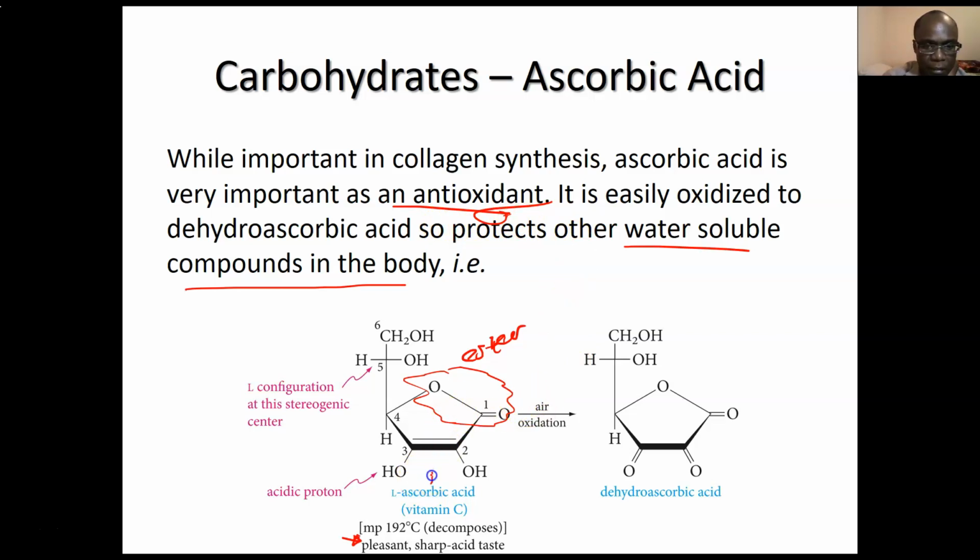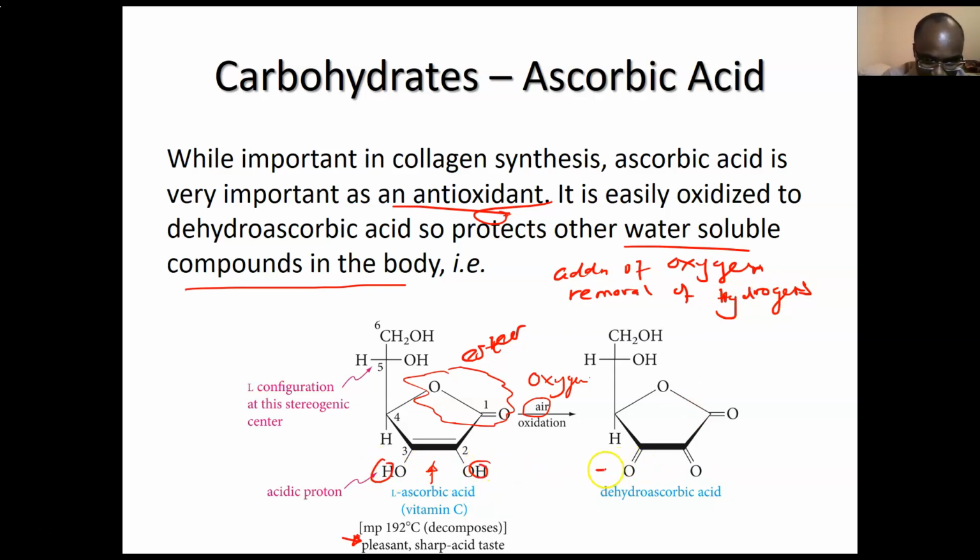If you expose ascorbic acid, vitamin C, to air, air contains oxygen. If you have oxygen, you're going to expect oxidation. Remember, we defined oxidation as addition of oxygen, but we also defined oxidation as removal of hydrogens. In this case we are removing hydrogens. This hydrogen and that hydrogen will go, they are missing here, so then this molecule is the oxidation product. And that's what vitamin C does in the presence of an oxidizing agent in your system.